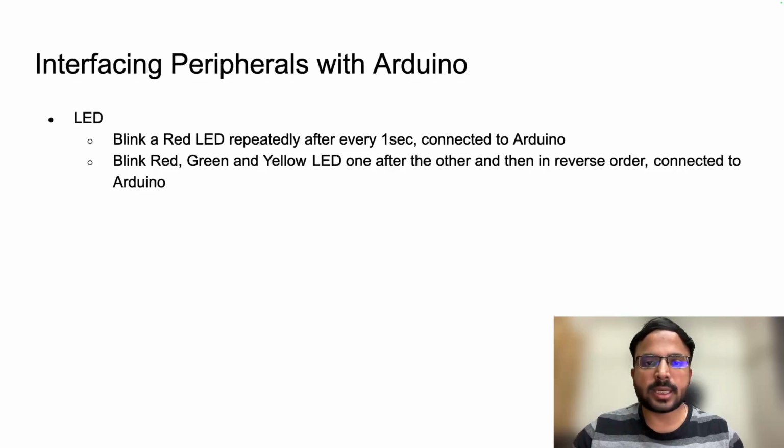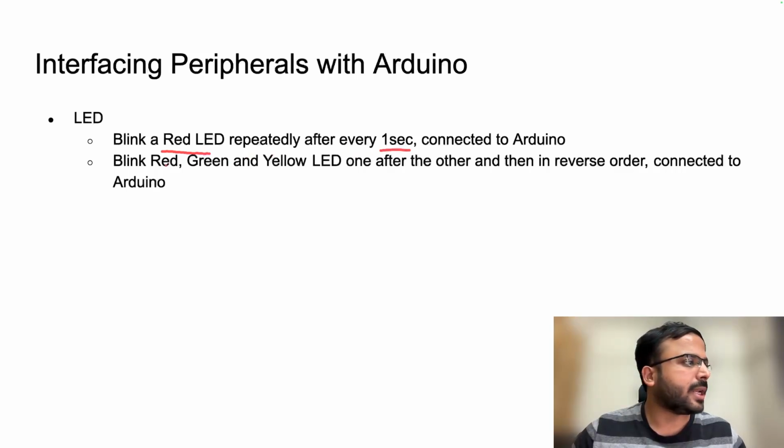Now, in today's session, as we said, we are going to create two embedded circuits with Arduino. So the first one is what? Just to understand the problem statement, we will take a red LED, and of course, we'll have an Arduino. We want to repeatedly blink it after every 1 second. So this is our first problem statement.